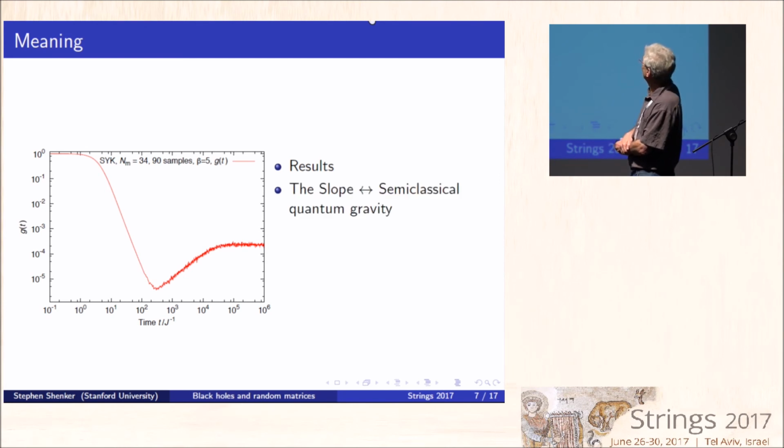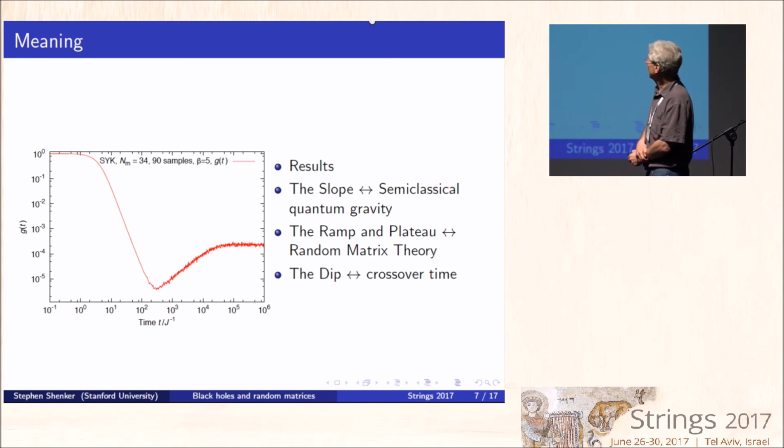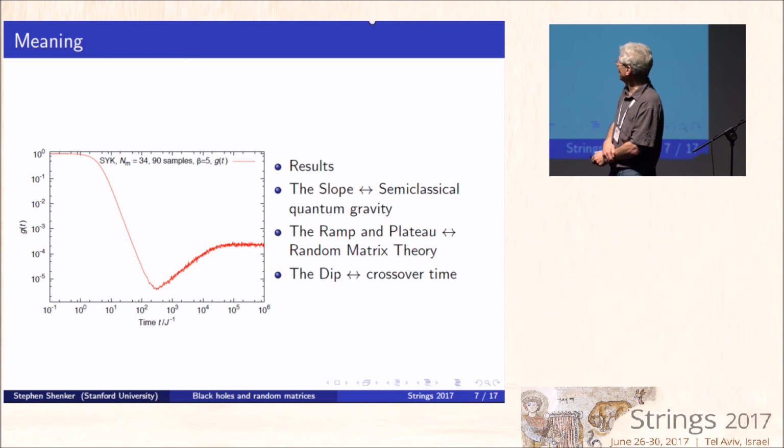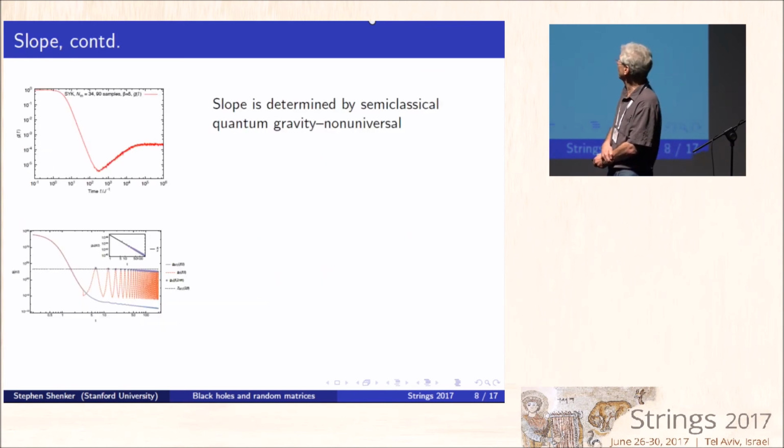And we see that at early time, we have a feature we call the slope that is essentially a consequence of semi-classical quantum gravity. But at later time, we have a ramp feature and a plateau that we'll see are consequences of the random matrix behavior of this system. Between them, we have a feature we call the dip that we now believe is just a crossover. When this gravity signal gets small enough, it reveals this random matrix structure.